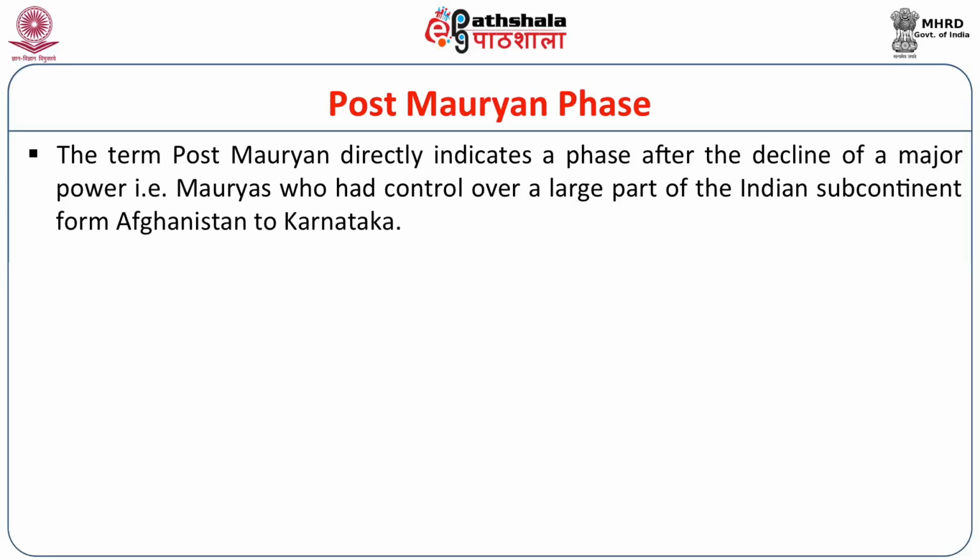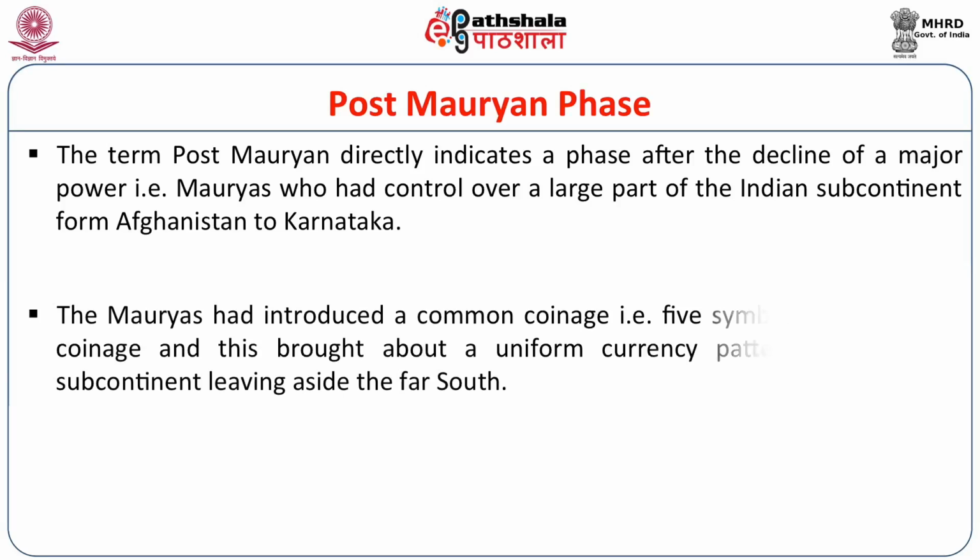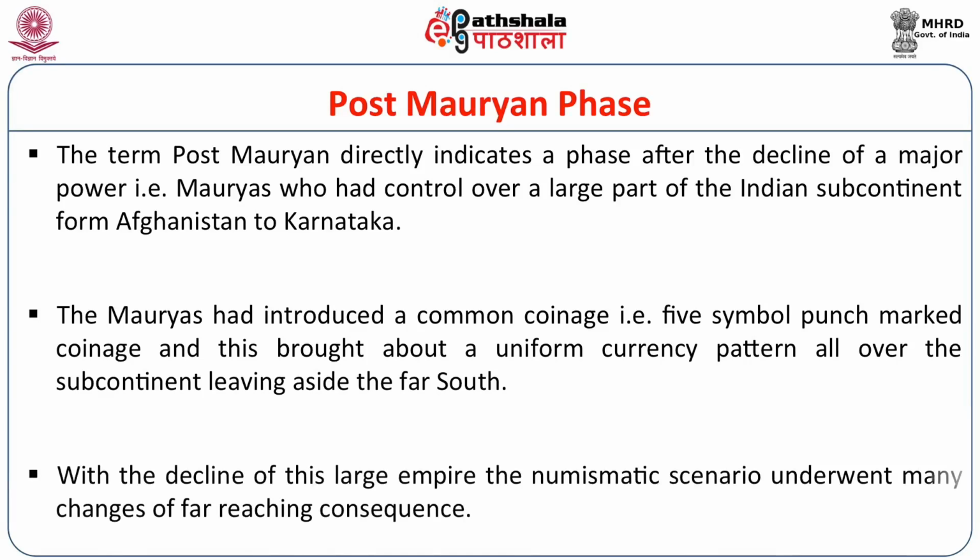The term post-Mauryan directly indicates a phase after the decline of a major power, that is the Mauryas, who had control over a large part of the Indian subcontinent from Afghanistan to Karnataka. The Mauryans had introduced a common coinage, that is 5-symbol punchmark coin, and this brought about a uniform currency pattern all over the subcontinent, leaving aside the far south. With the decline of this large empire, the numismatic scenario underwent many changes of far-reaching consequence.